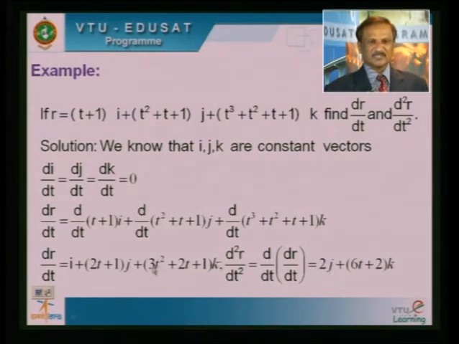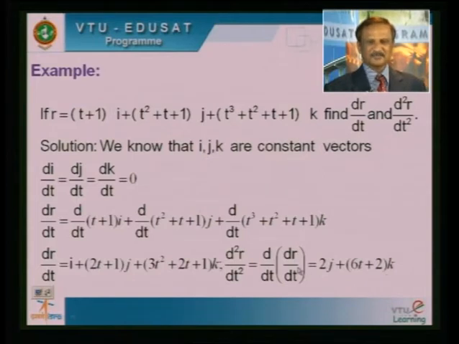So now I want to differentiate 3t square. 3 into the derivative of t square, which is 2t. 3 into 2 is 6t. Plus the derivative of 2t is 2, plus the derivative of 1 is 0. So that's why you will get 2j plus (6t + 2) into k.